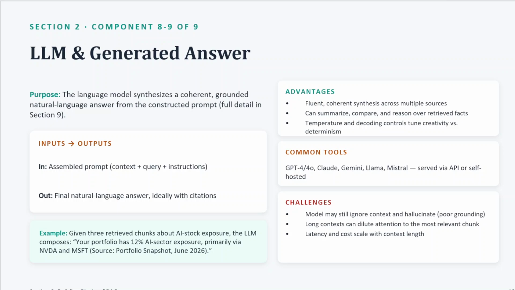It can be served via an API or self-hosted, right? But you're going to be using mostly the frontier models that are coming up, as the latest developments are made in LLMs. Now, the challenges you're going to see are that the model may still ignore the context and hallucinate, which is poor grounding. Long context can dilute attention to the most relevant chunk. The latency and the cost scale with the context length. Those are the challenges you're going to be facing in this case.